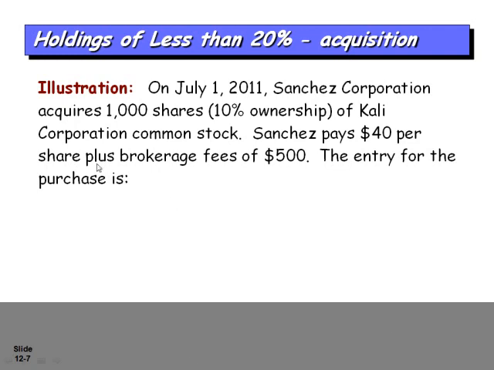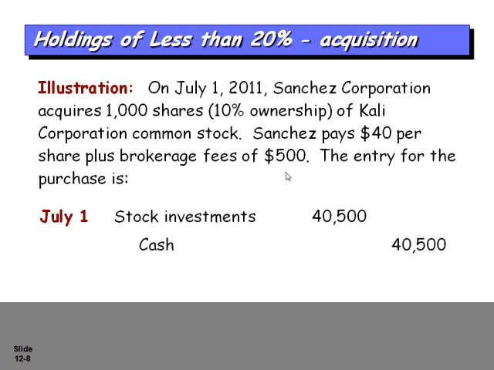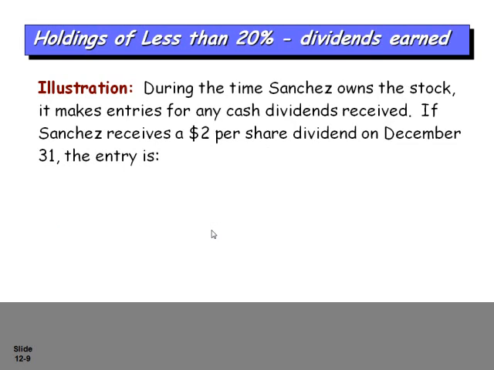Now in my debt investments example in part 2, it was including brokerage fees. When I say plus, that's additional cost to the $40 a share. So we have stock investments, $40 a share times 1,000 plus the additional $500. And you see cash going out, credit $40,500, and we have a new account, stock investments $40,500. Stock investments is an asset account just like debt investments is. Normal balance, debit.